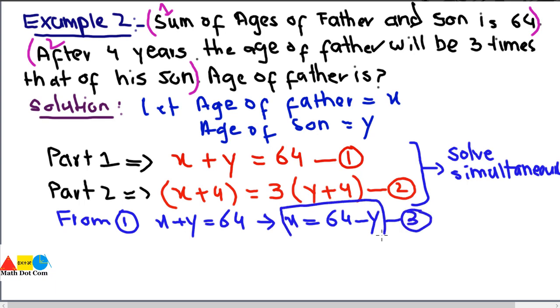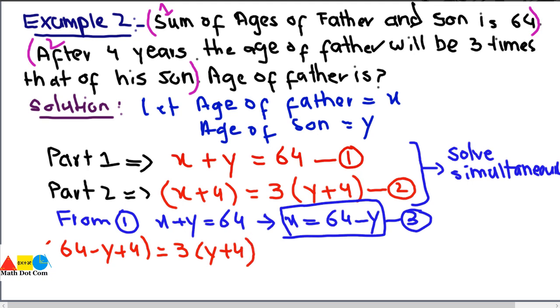So you have to put the value of x from 3 into equation number 2 for the x. So we have to write, in place of x, 64 minus y in equation 2. So I'll write 64 minus y plus 4 equals 3 into y plus 4. Now we will solve it as 64 plus 4 is 68 minus y equals 3y plus 12.